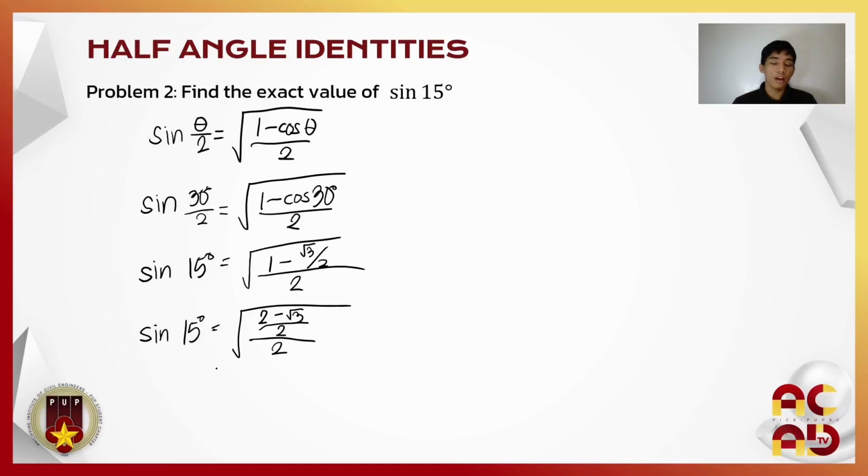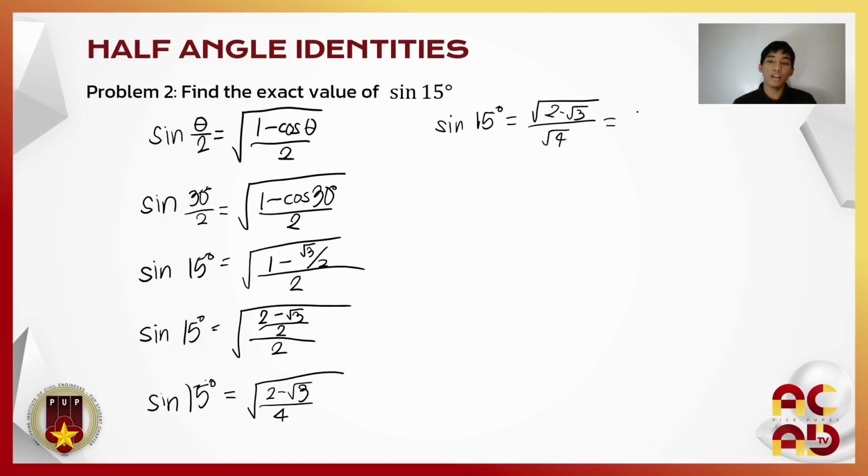So, yung sine 15 degrees equal siya sa the square root of, kapag dinivide natin itong by 2, mamumultiply itong dalawang nasa denominator. So, simplifying this will give us 2 minus the square root of 3 over 4, kasi 2 times 2. So, ang next, sine 15 degrees is equal to the square root of 2 minus the square root of 3 over square root of 4, or that is just equal to 2 minus the square root of 3 all over 2.